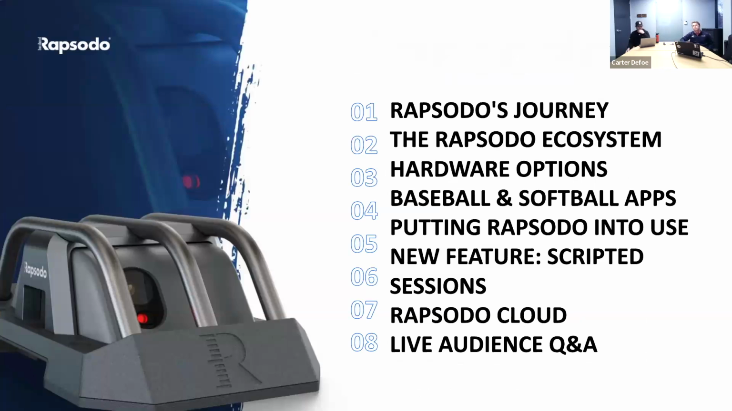Through this webinar, we'll provide the journey of how we got to where we are today. We'll go over the ecosystem of how people start with it, and then towards the end, our cloud. We'll have the hardware options. We'll go over each of the baseball and softball applications that are used on the iPads, and how people are applying Rapsodo to their situation. We'll go over a couple of features, as we came out with a few different ones over the last couple of months. We'll go over different session types that you're able to utilize, and then go through the cloud towards the end.